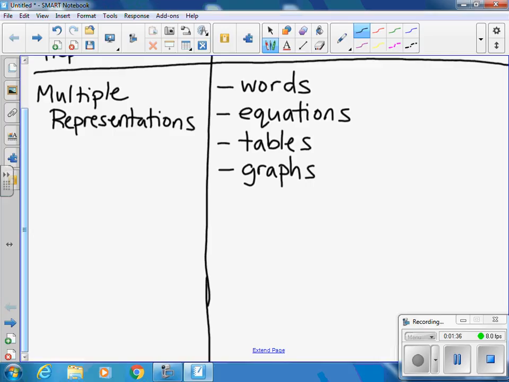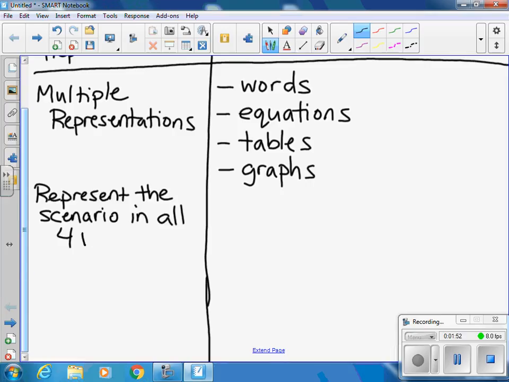All right, so the next part of your notes is going to tell you the directions, which is going to say represent the scenario in all four ways. That means by the time we're done, we're going to use this same scenario and show how it's in words, equations, tables, and graphs, all four of those ways.